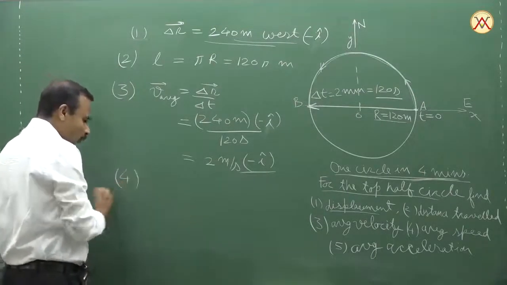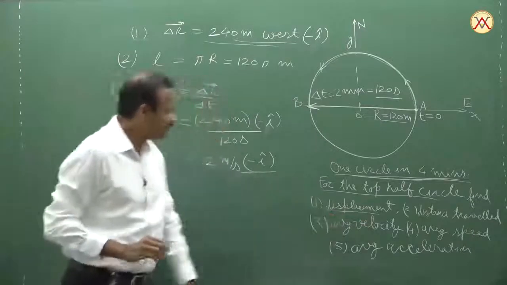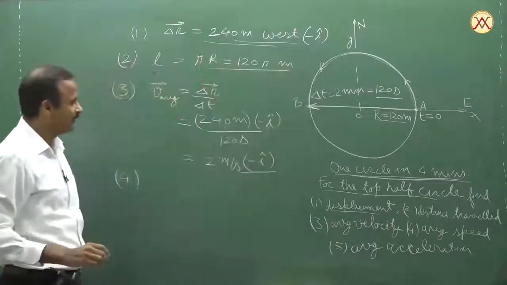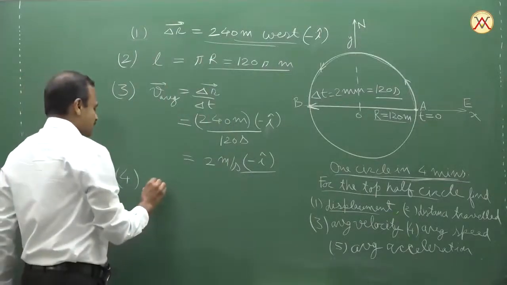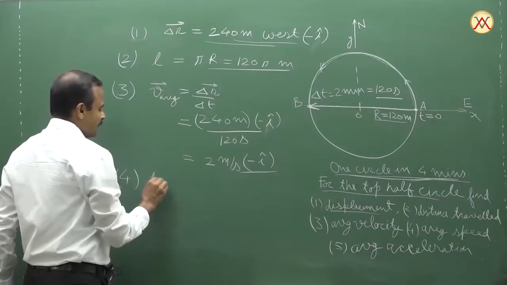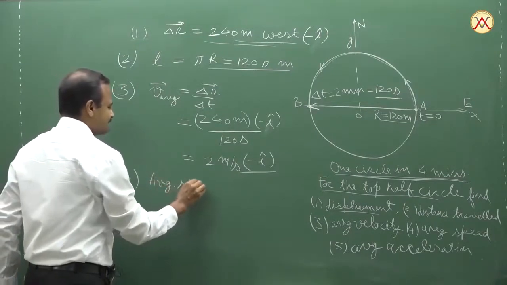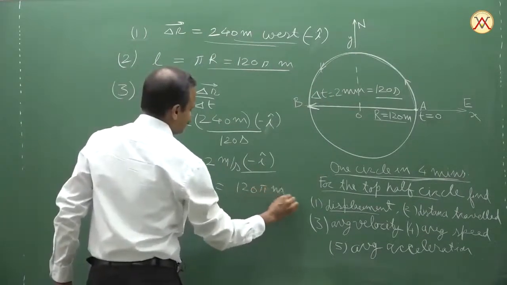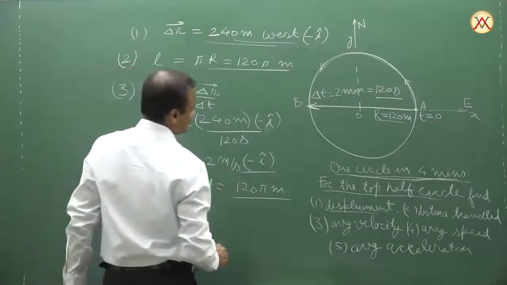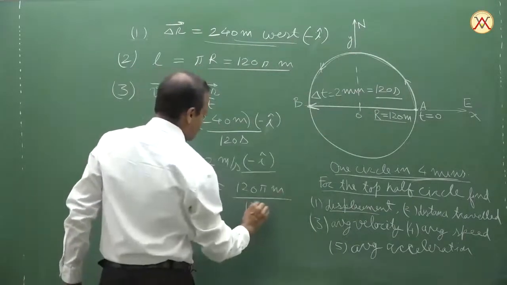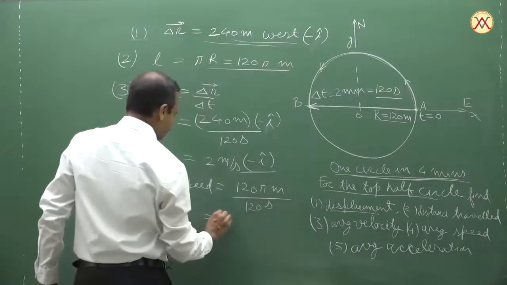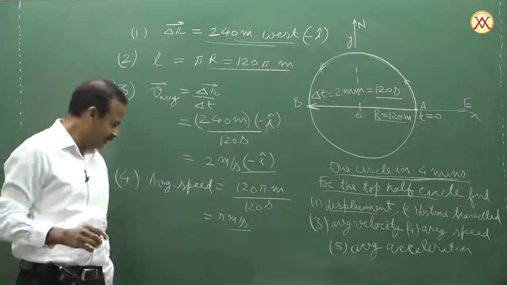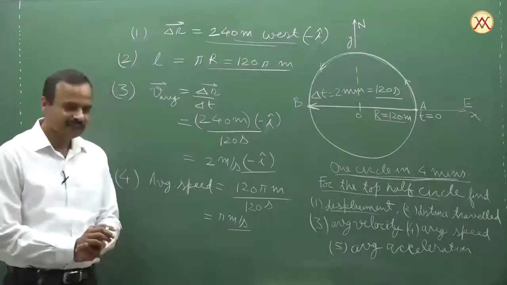Part 4 of the question, average speed. Average speed is simply the distance traveled by the particle upon the time duration. So average speed is 120 pi meters, which was the length of the path, divided by the time duration of 120 seconds. So this is simply pi meters per second, approximately 3.14 meters per second. So that is his average speed.